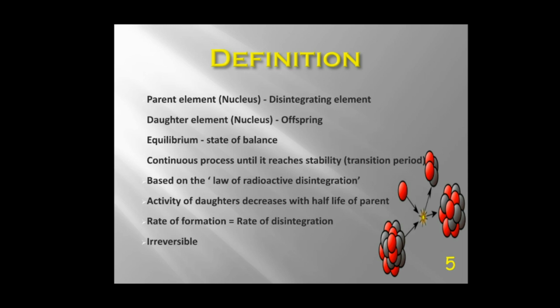Now moving on to the definition of radioactive equilibrium. We should be familiar with the elements involved. The parent element is the element which undergoes disintegration, and the product formed after disintegration, commonly known as the offspring of the parent element, is known as the daughter element. Equilibrium is a state of balance, and the radioactive element should be at its equilibrium state.